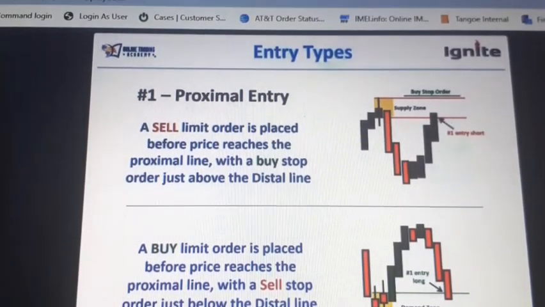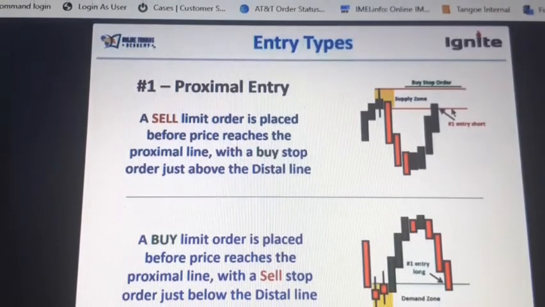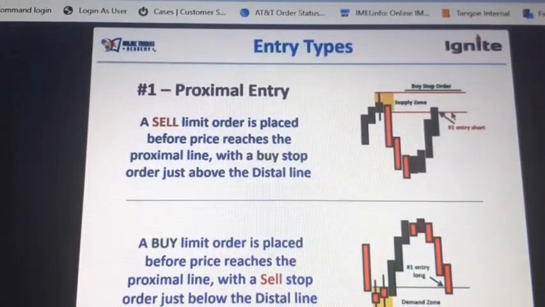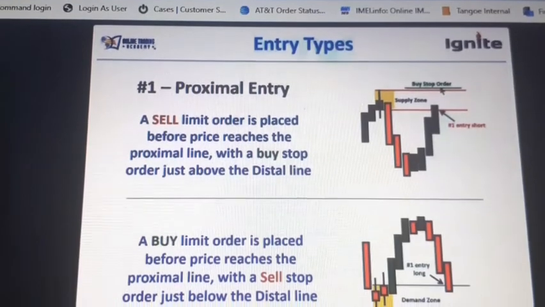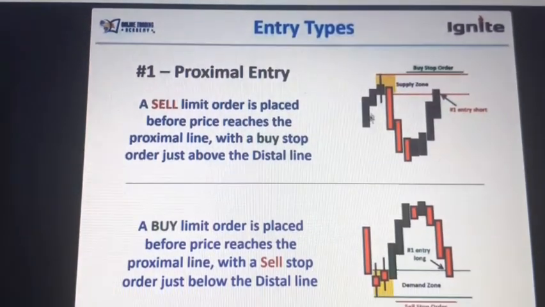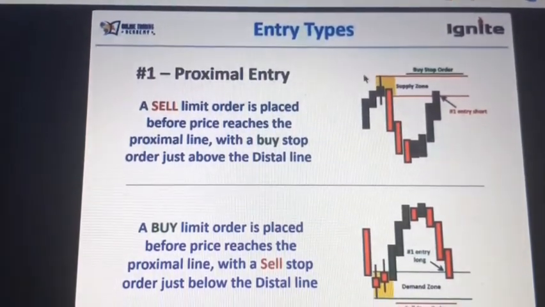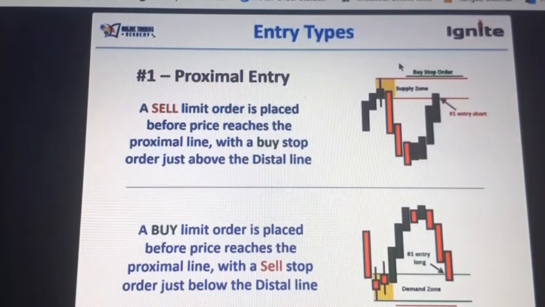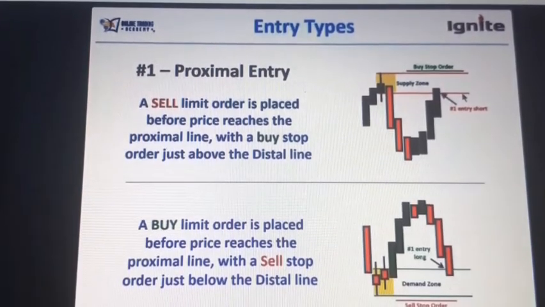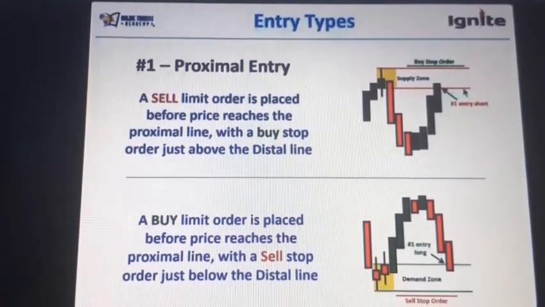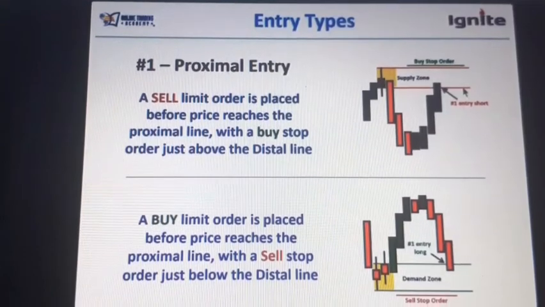So before the price reaches the proximal line, you have to place your limit order with a buy stop order just above the distal line. How much above? I will tell you. So this is your rally based drop. This was the selling footprint of the institution. Before the price came here, I put my entry just at the proximal line or just below the proximal line in case of your proximal entry.